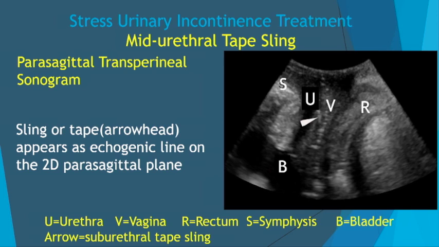So at this point, I'd now like to turn to the sonographic appearance of these surgical materials. And first of all, I'm going to describe the midurethral sling. Both types of slings look the same on the parasagittal exam. So again, this is the midline parasagittal exam with the symphysis anteriorly, the urethra. The vagina has some air, so it's a little bit bright. The rectum is back here. And between the urethra and the vagina, you see there's a short echogenic line. And that is a suburethral sling. And as I said, both types of slings look the same on the parasagittal view.